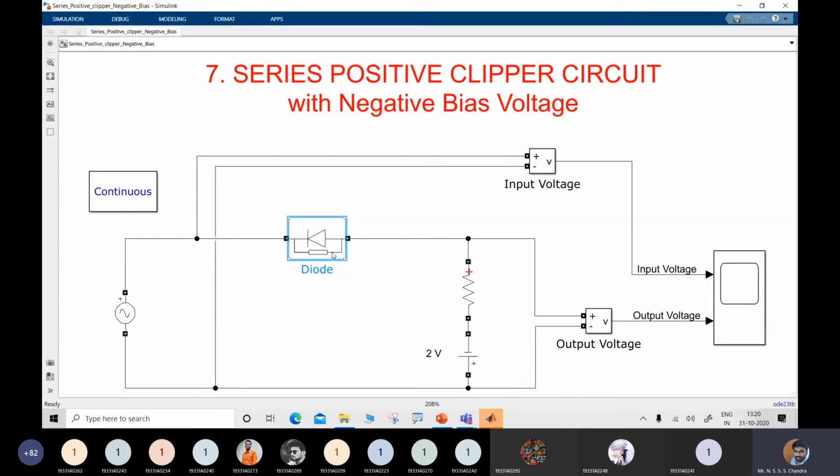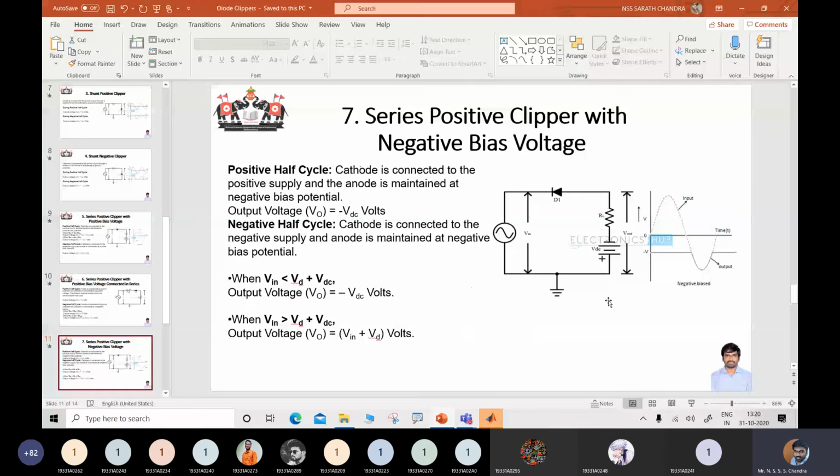So when the diode is conducting, what should your output be? Output should be equal to Vin plus Vd. When the diode is not conducting, your Vo should be equal to minus Vdc. So when the diode is not conducting, in our case, the voltage should be equal to minus 2 volts. So let us check if it is working or not.